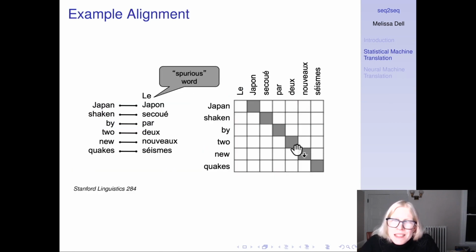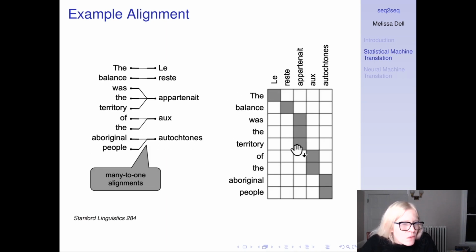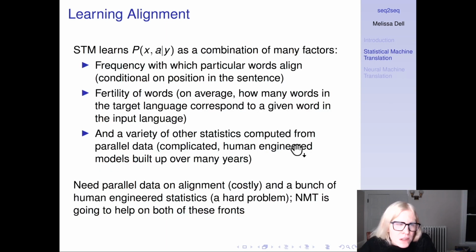So just to give some examples of alignment and why it's sort of complicated, you can have spurious words in one language but not another. You can have one-to-many alignment. You can have many-to-one alignments. You can have many-to-many alignments. And annotating data on alignment is very, very, very costly. You need people that speak both languages well and that can annotate these potentially complicated patterns.